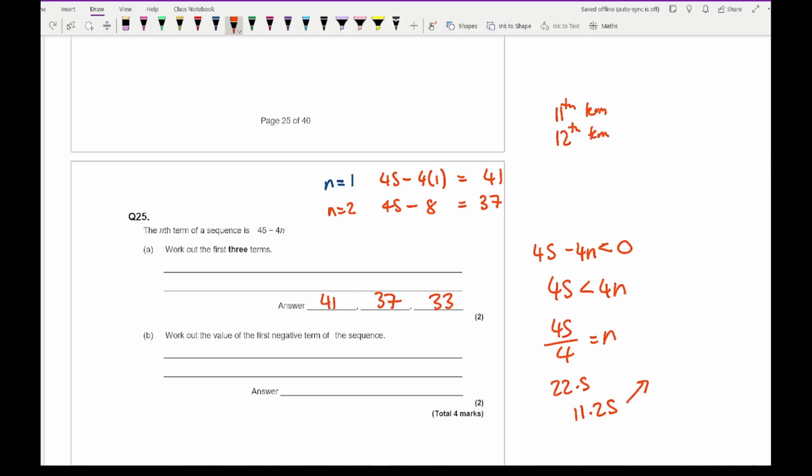Now, when n is 11, I end up with 45 minus 44, which is 1. But then with the 12th term, I've got 45 minus 4 times 12, which is 48, and that gives me minus 3. So the first negative value in the sequence is going to be minus 3.